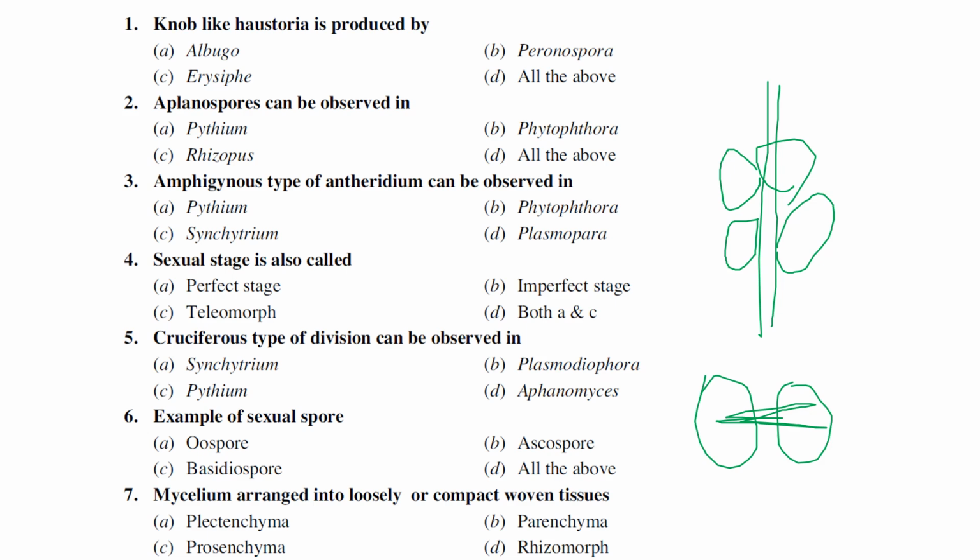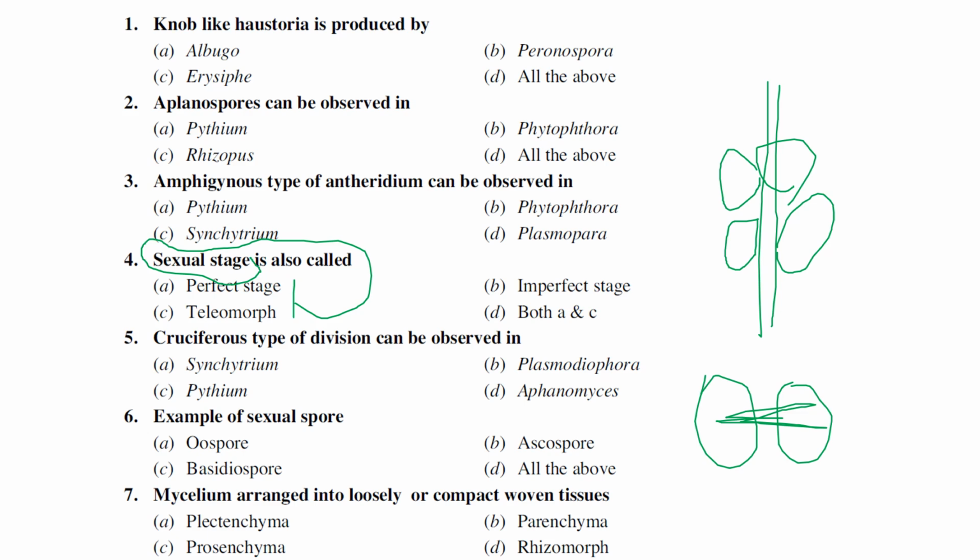The next one: sexual stage is also called perfect stage, imperfect stage, teleomorph, both A and C. Here the answer is both A and C, because the perfect stage and teleomorphic stage are both synonyms of sexual stage. Imperfect stage means asexual stage. Asexual stage is also known as anamorph. Teleomorph means sexual stage. Perfect and teleomorphic stage are other names of sexual stage.